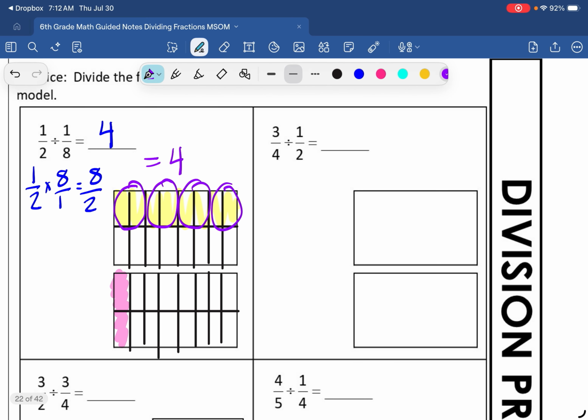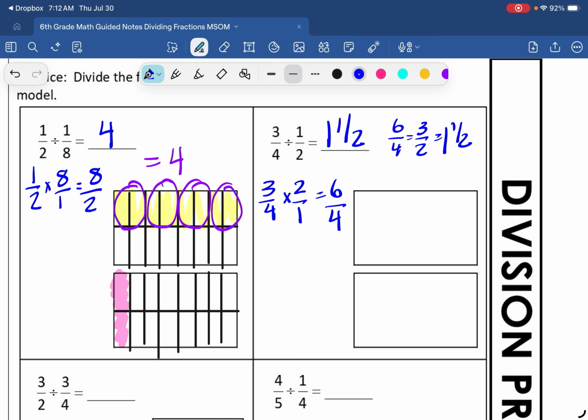3/4 divided by 1/2. So keep, change, flip. 3 times 2 is 6. 4 times 1 is 4. So 6/4 reduces to 3/2, which is the same as 1 and 1/2. Let's do it with my model.